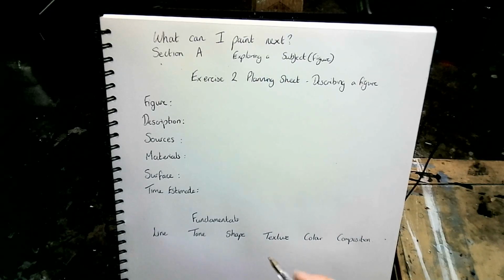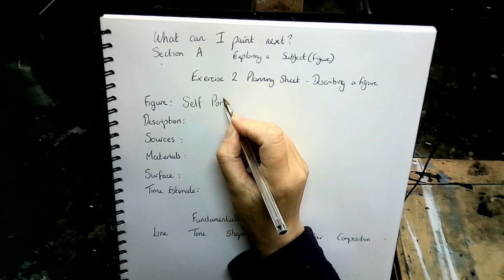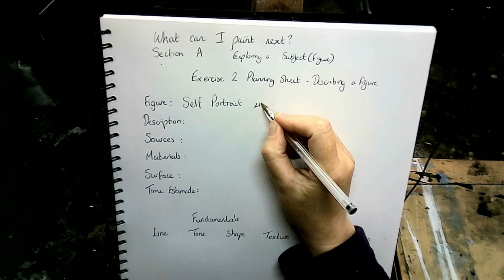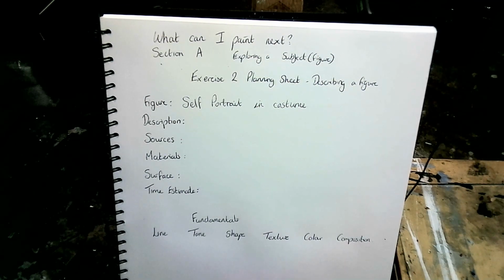As I said in exercise 1, I'm going to be concentrating on self-portraits in different styles, part of the work that's ongoing for me. So the figure is going to be another self-portrait in a costume. Might just write a little bit about that as well, in costume. Description. So where it says description, I'm going to write down some adjectives that actually fit into this picture.